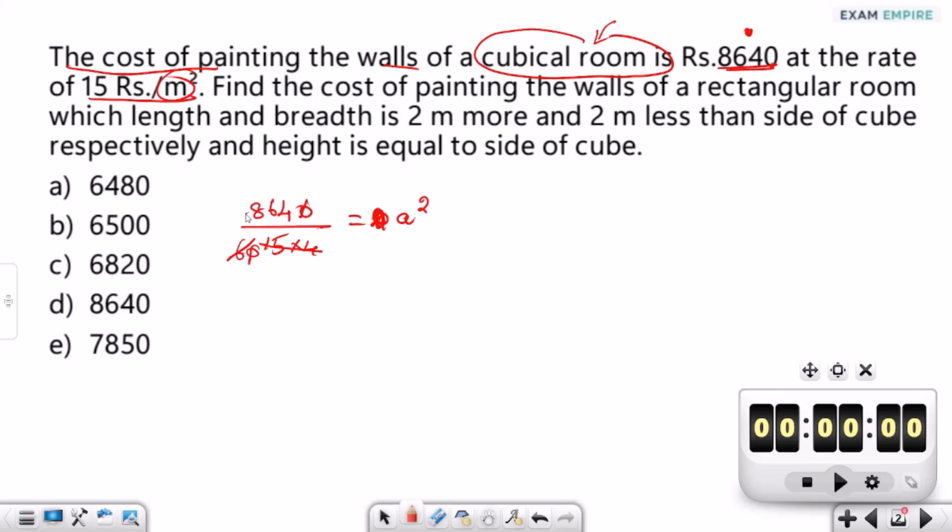So now I will cancel it. So you'll be getting 144. So a square will be 144. So what will be the value of a? So the value of a will be 12 meters. So this is nothing but the side of the cube.